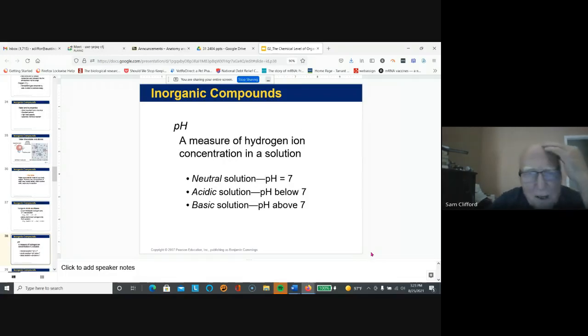pH is the measurement of the amount of hydrogen ion in solution. So neutral solutions are 7, acidic are below 7, basic are above. The pH is a measure of how much hydrogen ion is dissolved, and the pH of the body is between 7.35 and 7.45. If your pH is not maintained in your body, that's definitely a big problem.